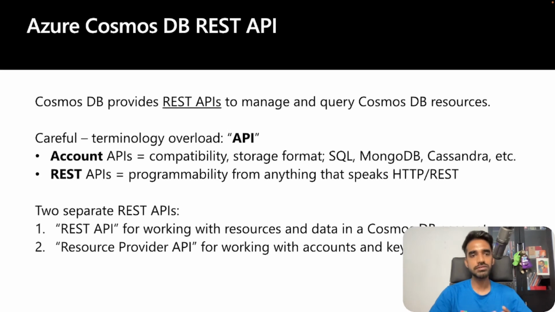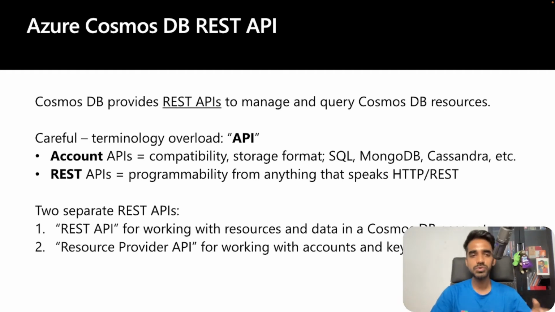I have got a list of things to tell about APIs, especially in the Cosmos DB context. You have to choose one of the Cosmos DB underlying APIs. That could be Mongo, Cassandra, SQL, Gremlin, or Table API. There is also the Cosmos DB REST API, which you need to differentiate from the underlying APIs that I mentioned: Mongo API, Cassandra API, SQL API, or Gremlin API.